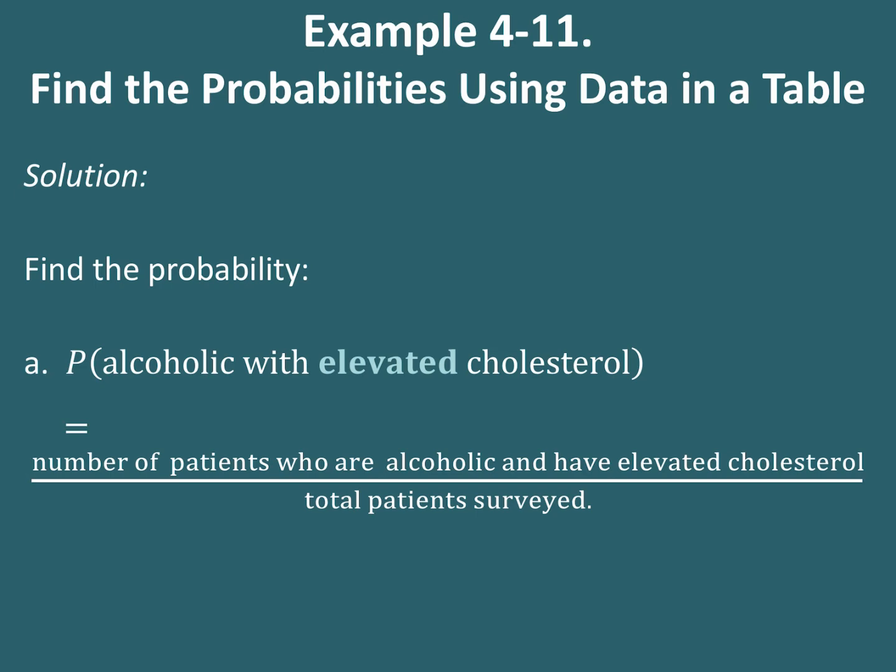Let's find the probability that we have an alcoholic with elevated cholesterol. This will equal the number of patients who are alcoholic and have elevated cholesterol at the same time, divided by the total number of patients surveyed. Well, as we can see in the table, this will be 87 patients out of the 300, or 0.2900.